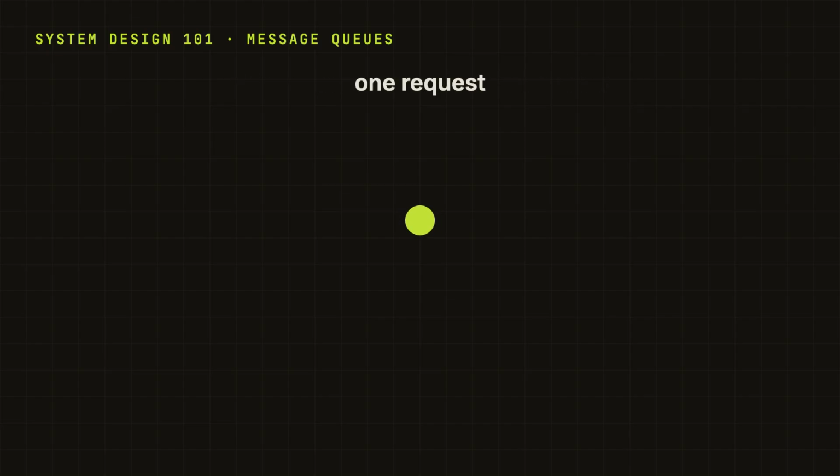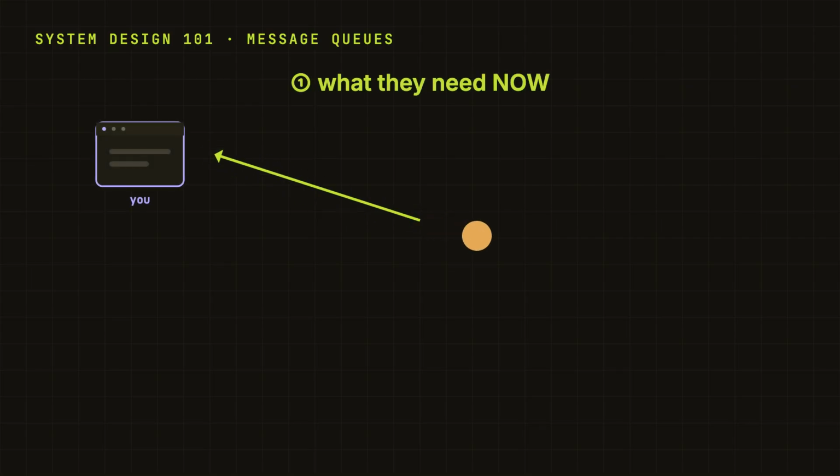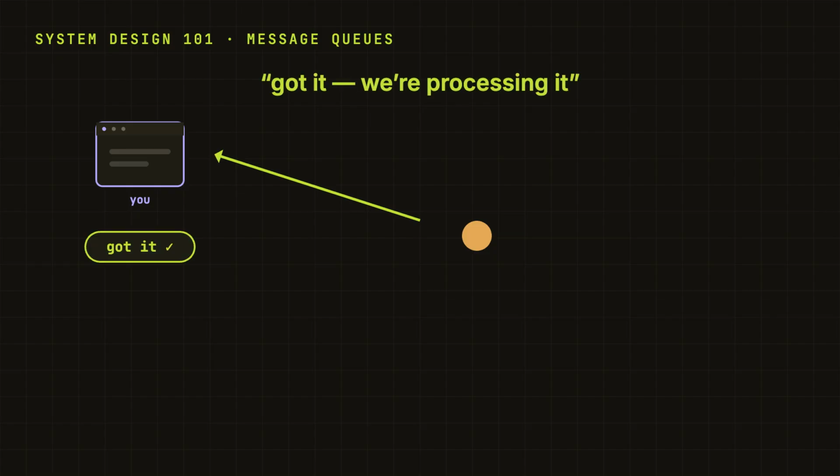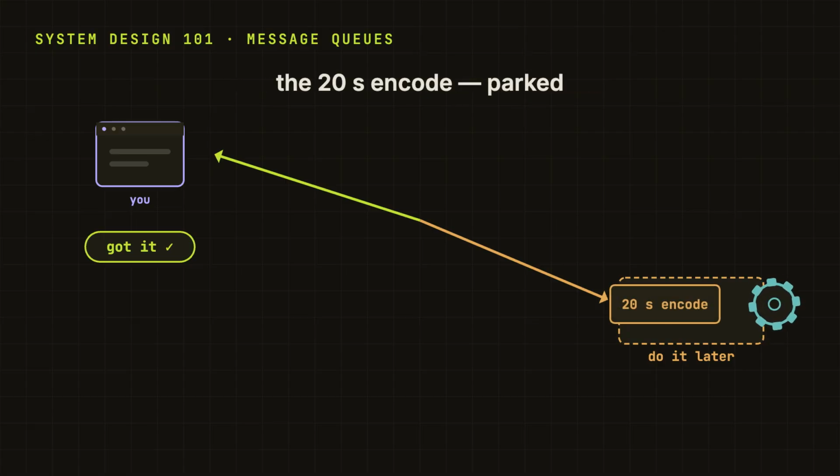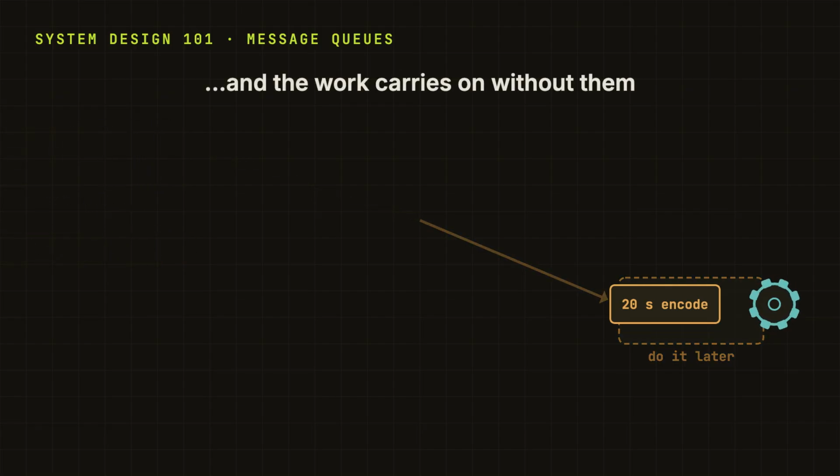You take that one request and you split it into two separate things. One, the part the user needs right now. Yep, got your video, we are processing it. And two, the part that just needs to eventually happen. The actual 20-second encode. And the move is you answer the first one instantly and you go and do the second one later, quietly in the background, after the user has already gone.